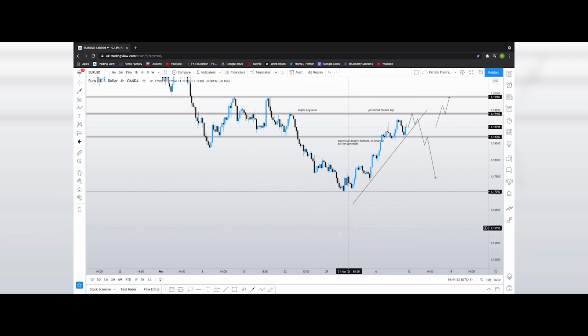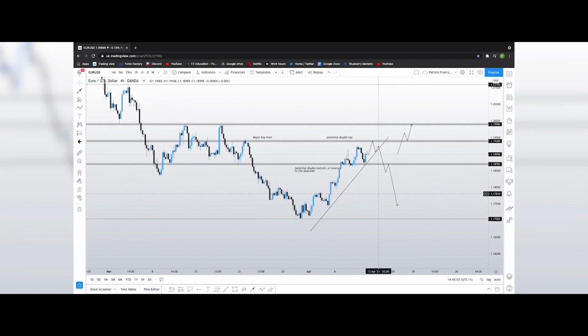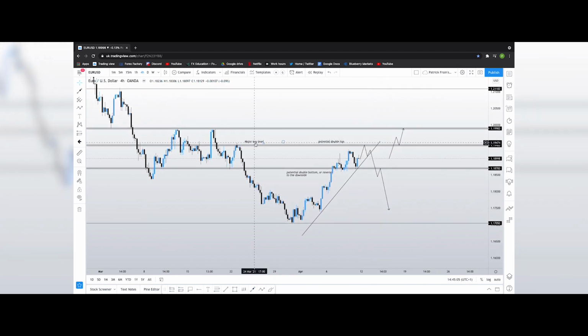momentum to the downside. As you can see here, price did make a higher low, which shows first signs of possible reversal. And since then, we have been very bullish, making the move back to the upside. Moving into next week, we do have a major key level here to look at, which is around 1.19400.